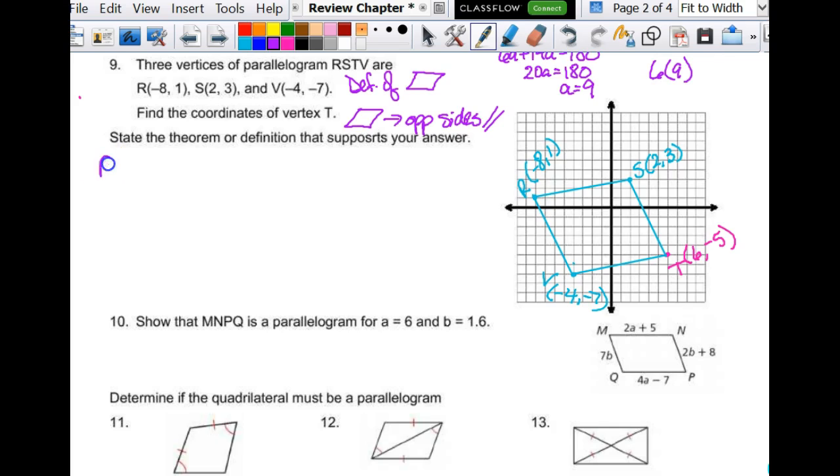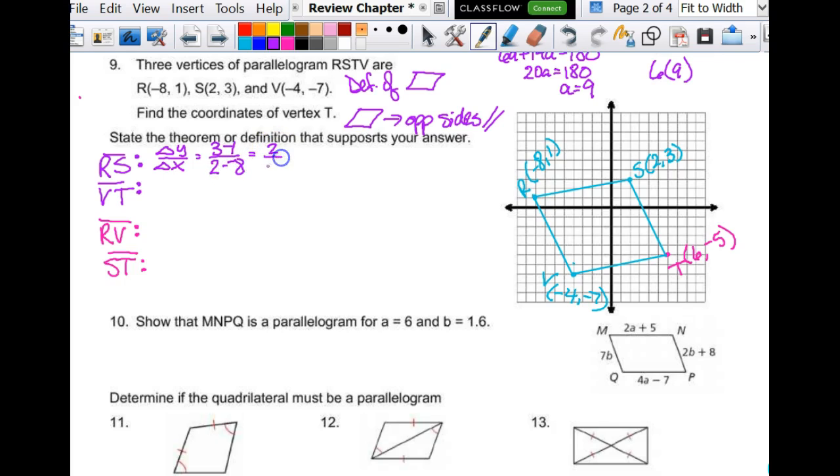We got to show that RS, so for RS, I got to find the slope. I also have to find the slope for VT, and those should be the same. And then I'm going to find the slope for RV and ST. Okay. So to start with, slope for RS, delta Y over delta X. It's going to be 3 minus 1 over 2 minus a negative 8.